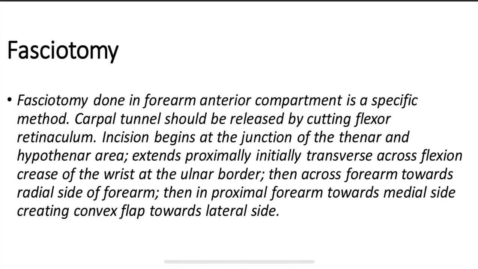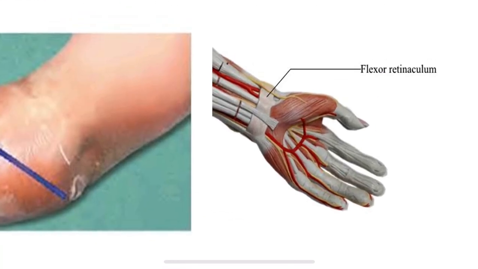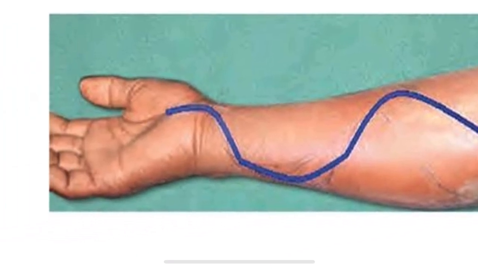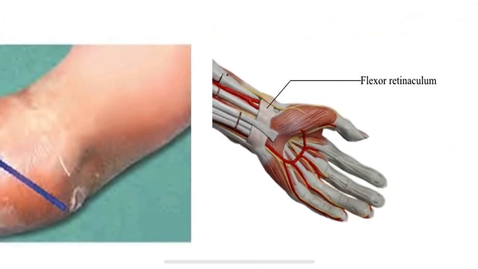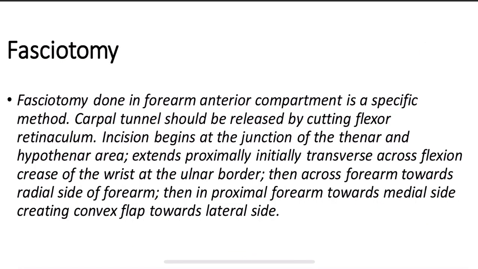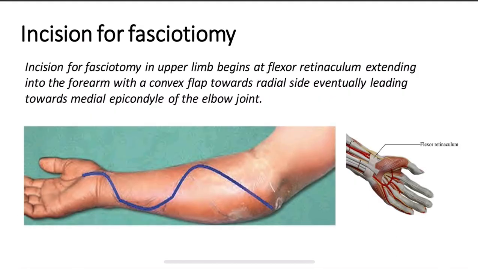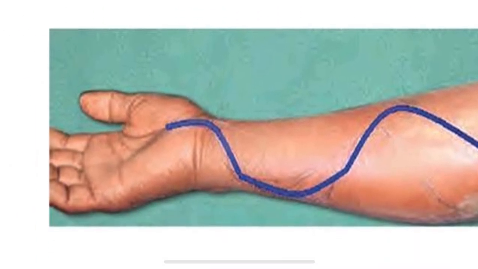Carpal tunnel should be released by cutting the flexor retinaculum. So you can see here, this is the flexor retinaculum. Carpal tunnel can be released by making a cut on the flexor retinaculum. Incision will begin at the junction of the thenar and hypothenar area. It is extending proximally, initially transverse across the flexion crease of the wrist at the ulnar border. So you can see here.